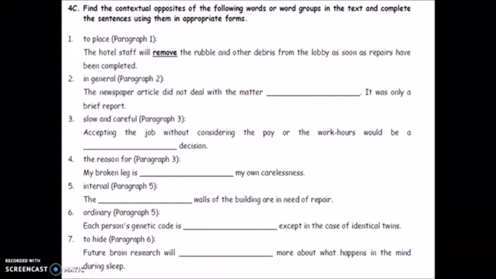Okay. For this task 4C, you will see that we're supposed to find the contextual opposites of these words given in paragraphs. So please do not write the synonyms of it. It's not an exercise like that. We're going to read the sentence given, and of course try to get the contextual opposite by looking at the paragraph and write it here by filling in the gaps here.